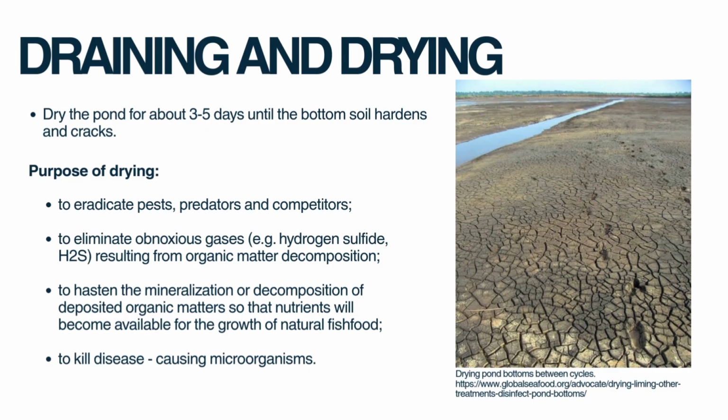So, we have to dry the pond for about 3 to 5 days until the bottom soil hardens and cracks, like what is in the picture. The purpose of drying is to eradicate pests, predators, and competitors, to eliminate obnoxious gases such as hydrogen sulfide resulting from organic matter decomposition, to hasten the mineralization or decomposition of deposited organic matter so that nutrients will become available for the growth of the natural fish food. Lastly, it is to kill disease-causing microorganisms.